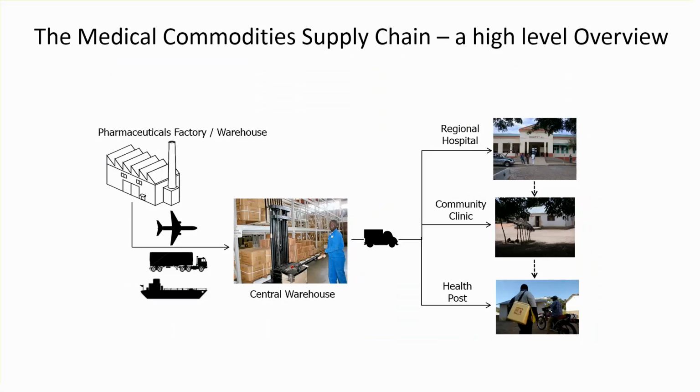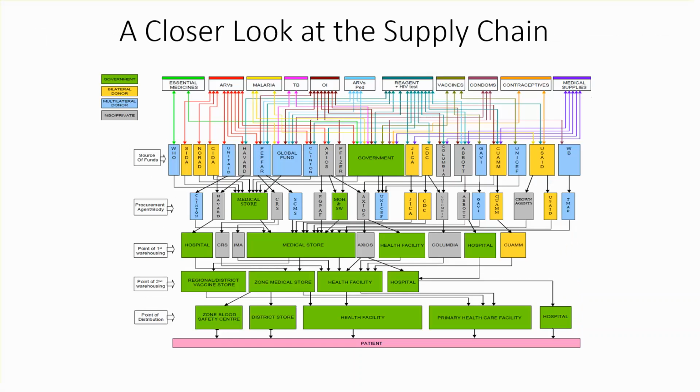This is a very simplified diagram of a global health supply chain. Medical commodities are procured from pharmaceutical factories or their warehouses and shipped in bulk out to national warehouses or regional or zonal warehouses. From there, they're distributed out to service delivery points, hospitals, community clinics, health posts. Some of these service delivery points themselves may act as stocking depots to supply service delivery points further down the hierarchy.